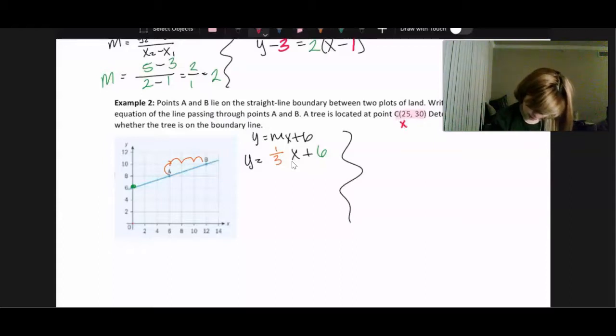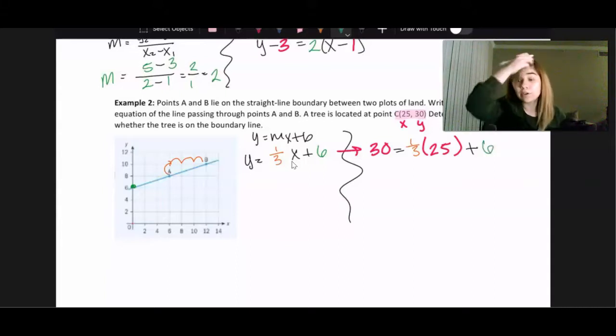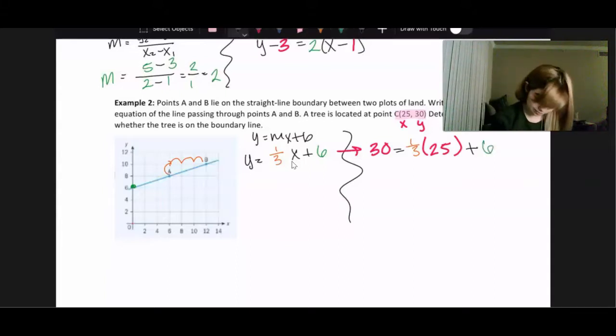Point C is written in the form, and all points are written in the form, of (x, y). So if I plug this into my formula I just found, y is going to be 30, so 30 equals m, which is still the 1/3, my rise over run, times x, which I find from point C, plus b, which I found to be 6, my y-intercept. Now we don't have any variables, so we're just going to solve it from here.